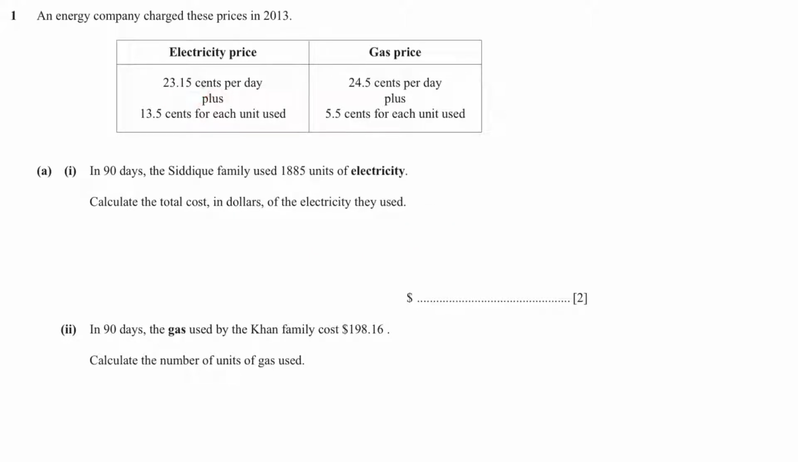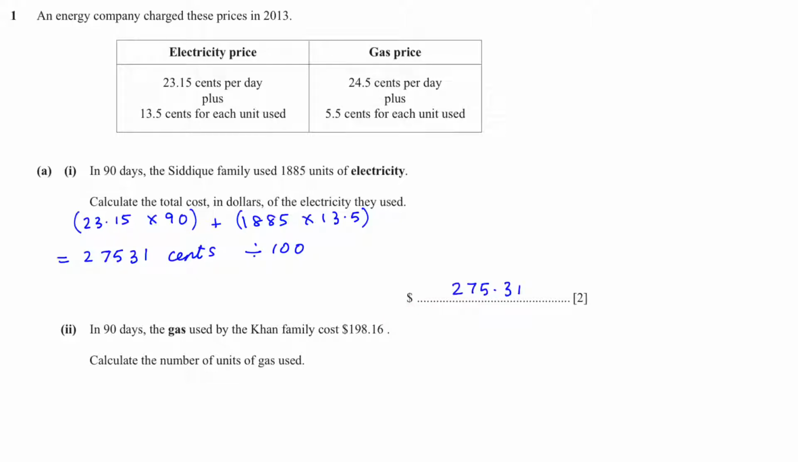23.15 cents per day, so there were 90 days. Therefore, 23.15 multiplied by 90. Plus, they use 1885 units of electricity, so we have to multiply that by 13.5. And that will give us 27,531 cents. But we have to change it to dollars, so we will divide by 100. Therefore, the total cost is $275.31.